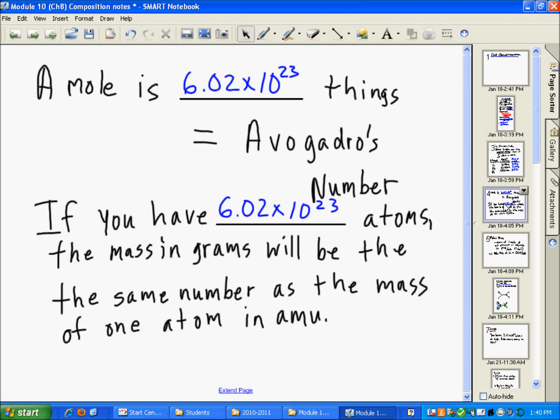So remember, that's how many things are in a mole. And once we get into the calculation, students often forget that, and I have to come back to it. So lock that in your brain, that is the number of things in a mole. And it doesn't matter what things we're talking about. Could be atoms, could be molecules, could be bowls of jello. If you have a mole, it's 6.02 times 10 to the 23 things.